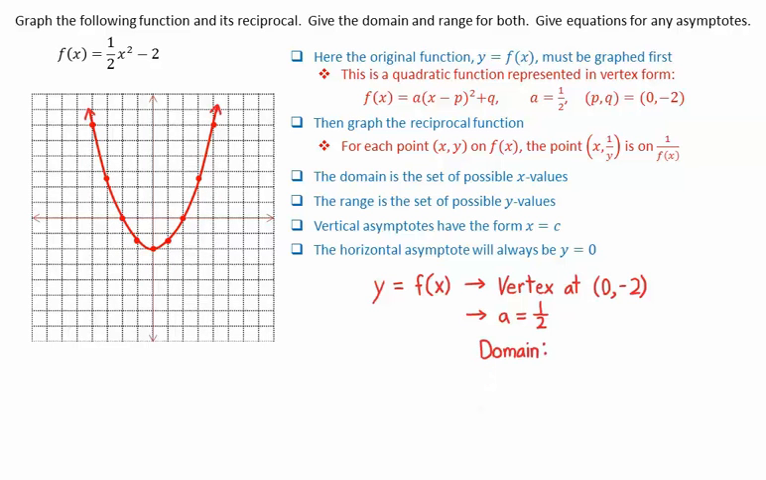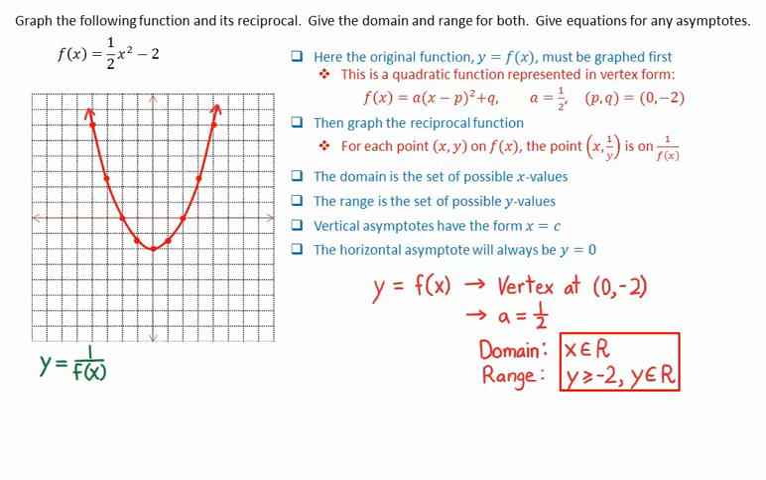The domain of any quadratic function is going to be x is an element of the set of real numbers. There is no restriction on the values for x. As for the range, we have a parabola opening upwards. In this case, we have a minimum y value of -2, which is the y value of the vertex. The range then will be y greater than or equal to -2, and y is an element of the set of real numbers.